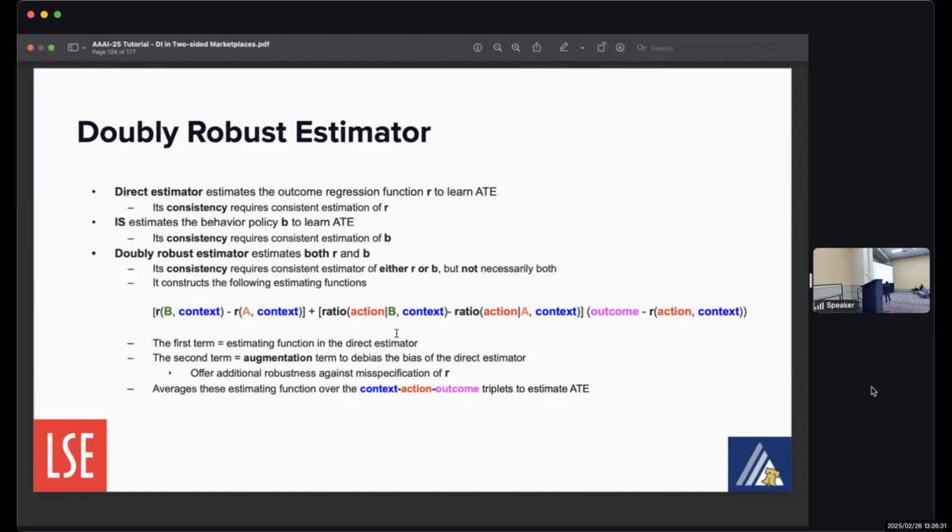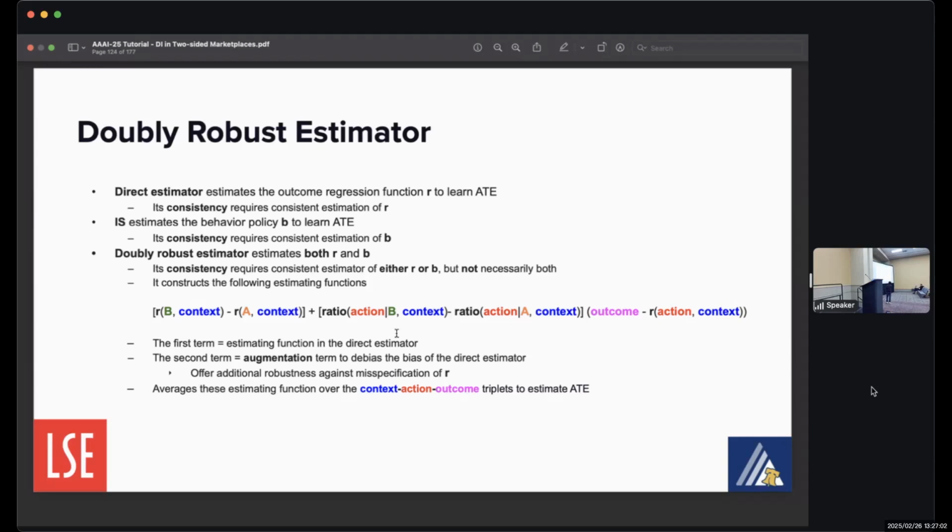Basically, here's the detailed formula to construct those double robust estimators. If you look at this equation, there are two terms. The first term corresponds to the difference in the two reward functions. As I mentioned earlier, this corresponds to the estimating function in the direct estimator. If you remember, the direct estimator directly takes the difference between those two reward functions to derive the ATE estimator. So that's the first term.